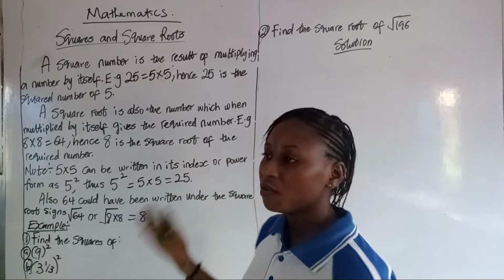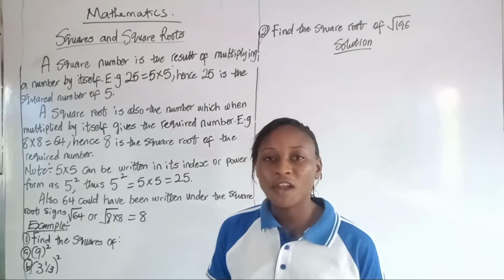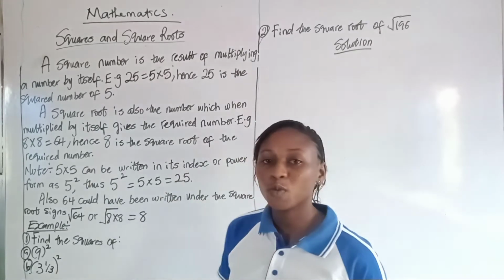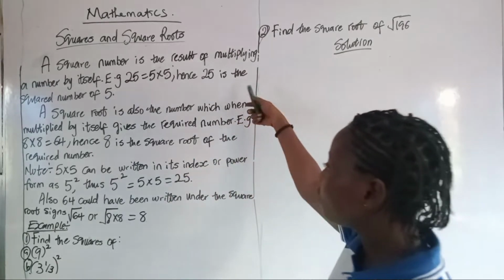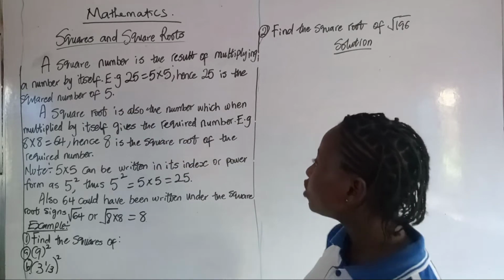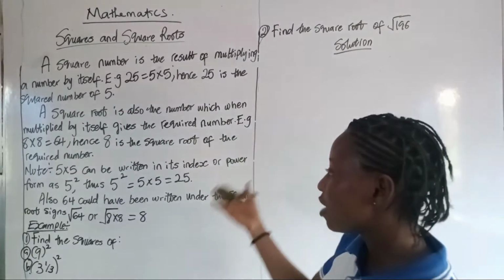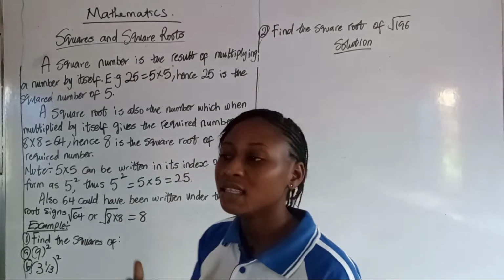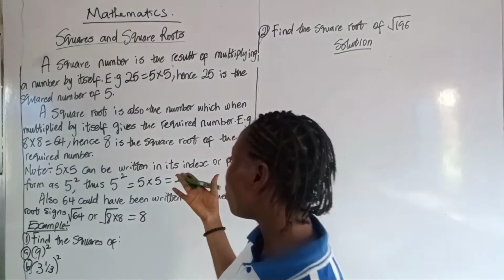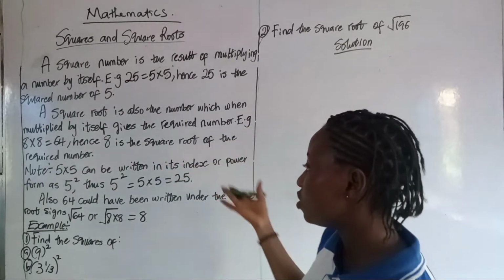For example, 25. What will give us 25? 5 times 5 will give us 25. For example, 4. What's this? 2 times 2 is going to give us 4. So hence 25 is what? Squared number of 5. And the square root is also the number which when multiplied by itself gives the required number. For instance, 8 times 8 will give us 64. Then, therefore, the square root of 64 is what? Is also 8.